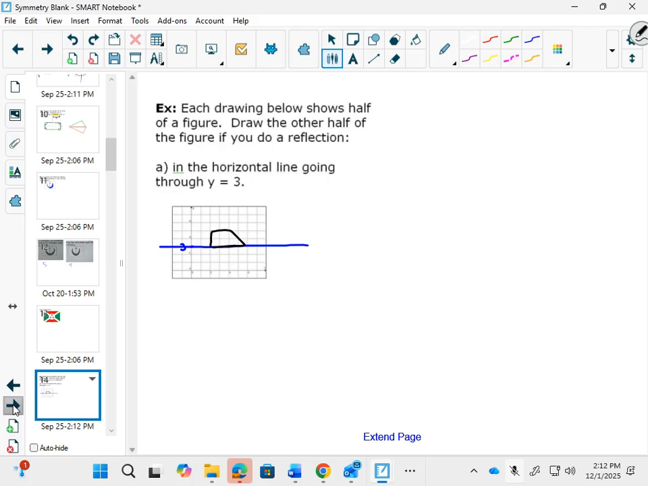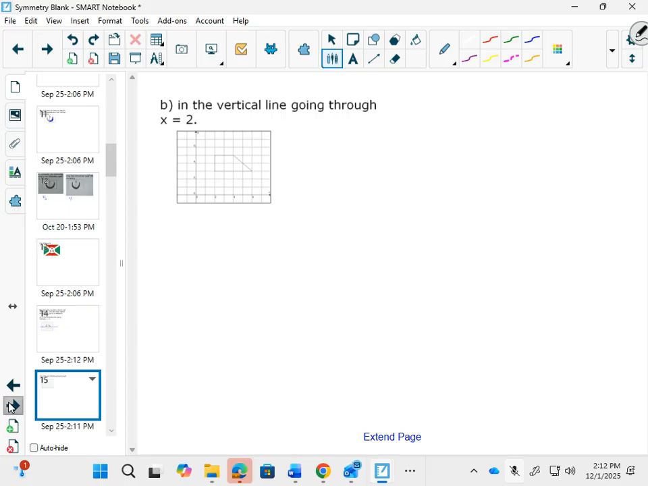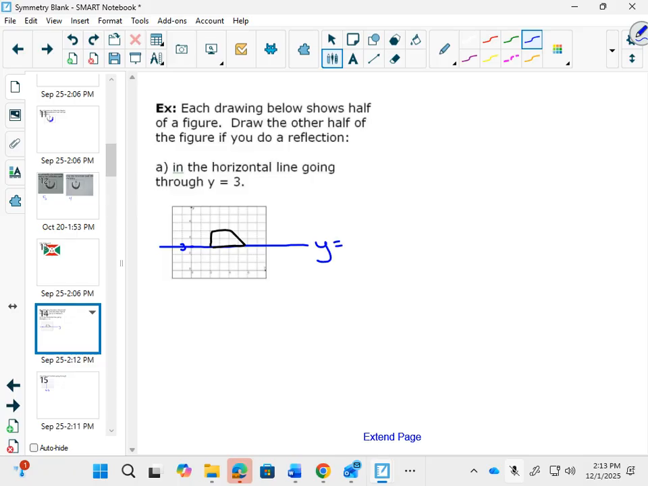The next one is a vertical line going through x equals 2. So I find 2, and now I draw a vertical line. And actually, in higher level math, this is the right way. Well, we're going to higher level. We get to do it this year too in grade 9. This is the right way to write the equation of a vertical line.